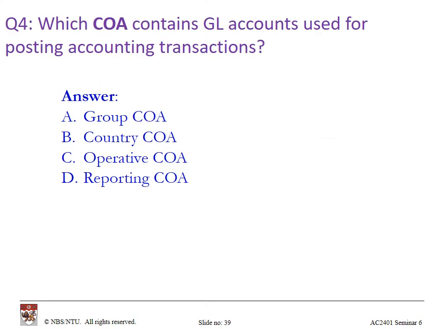Question 4. Which COA contains GL accounts used for posting accounting transactions? The options: Group COA, Country COA, Operative COA, Reporting COA. The answer is Operative COA. The Operative COA is used for recording and reporting purposes, whereas the Group COA is for group reporting and the Country COA is for country or jurisdiction-specific reporting.